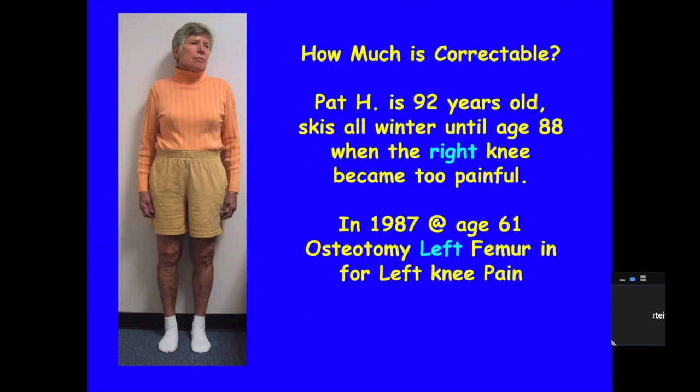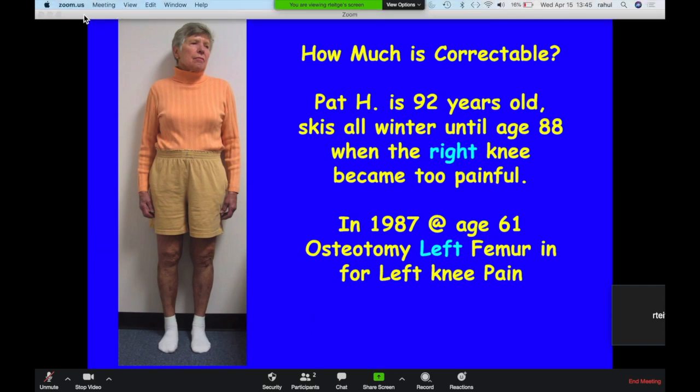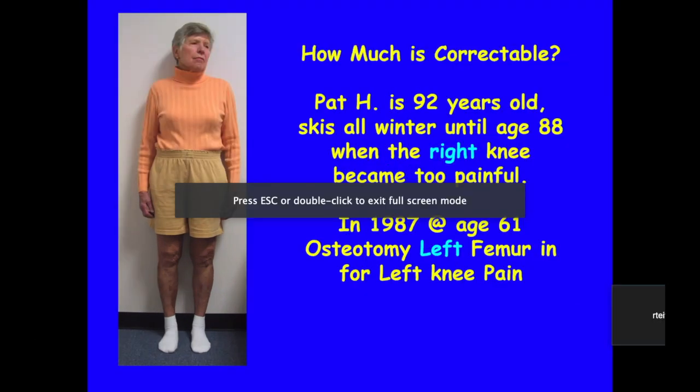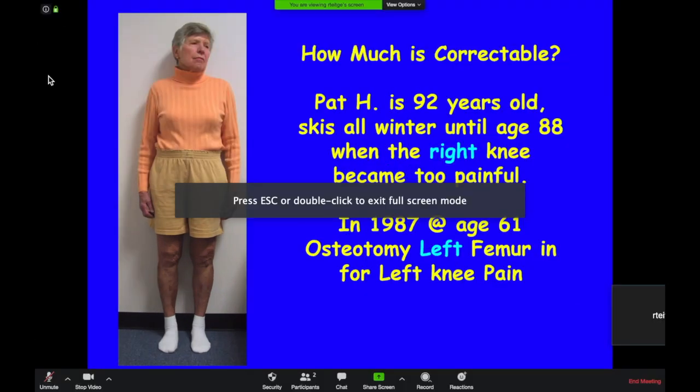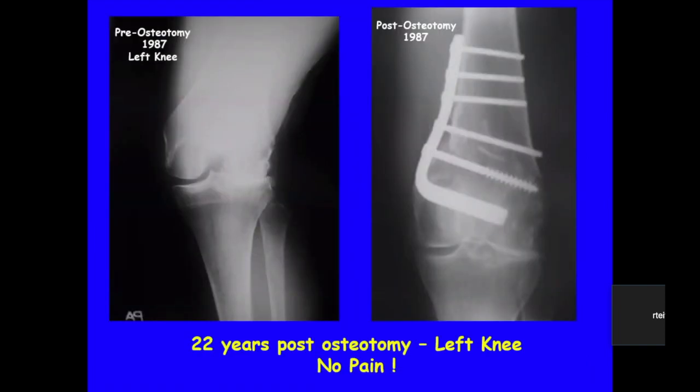Until she was 88, she skied all winter, until the right knee became too painful. In 1987, when she was 61 years of age, I saw her for pain in the left knee, and she underwent a left distal femoral osteotomy for a valgus deformity. Now here's her valgus deformity in 1987 on the left side. You can see really an advanced arthritic destruction.